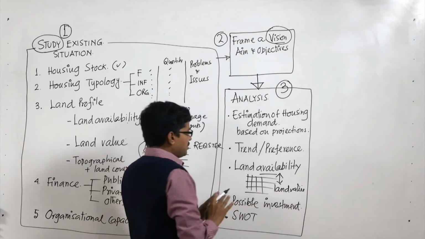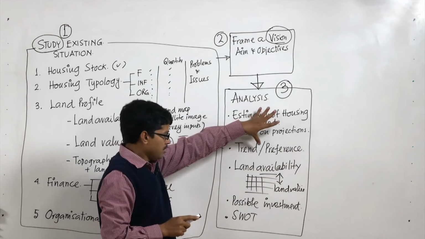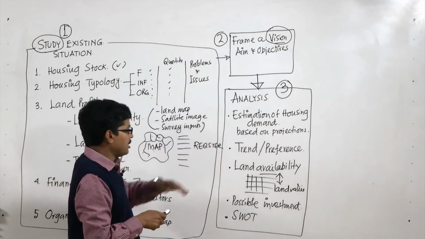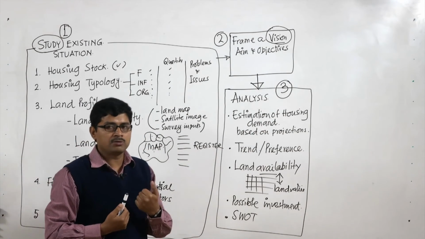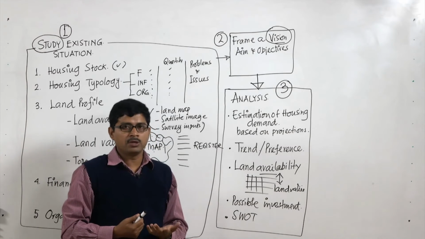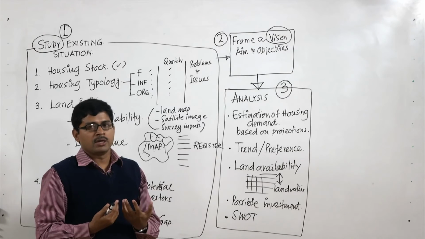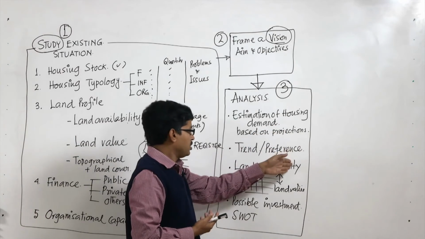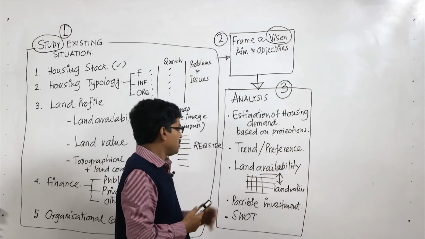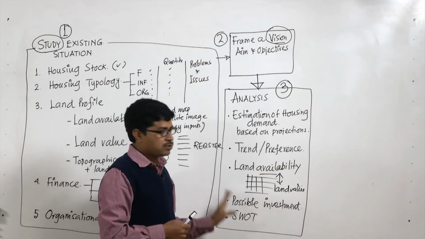After this analysis, we are clear about the estimation of housing demand and the trend of the different kinds of housing. We might see that some of the housing typologies are not preferred by the people, and some are much preferred by the people. Those kinds of cross-cutting preferences need to be figured out in this process. Then the land availability, land value, possible investment and SWOT analysis.